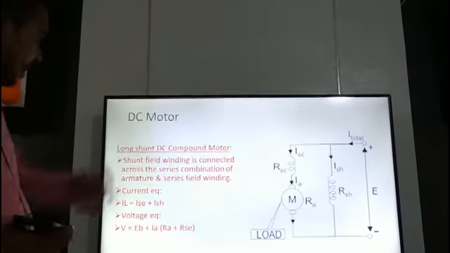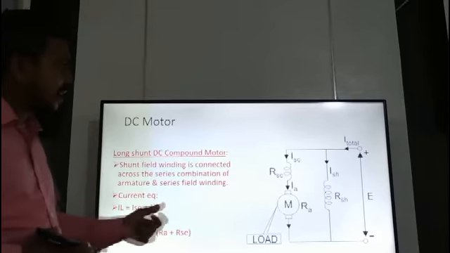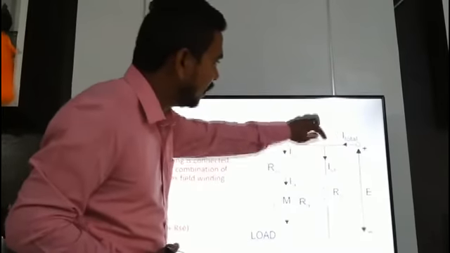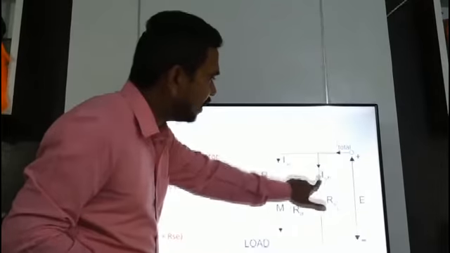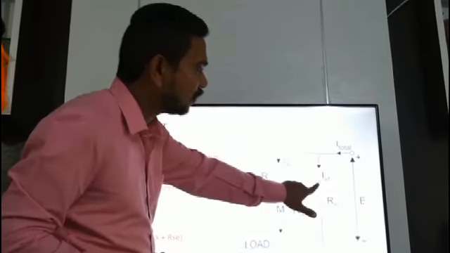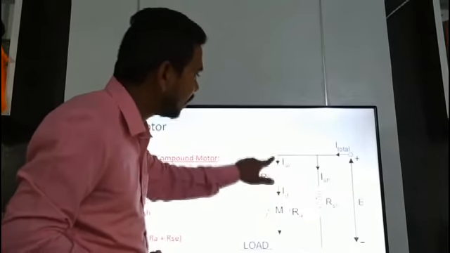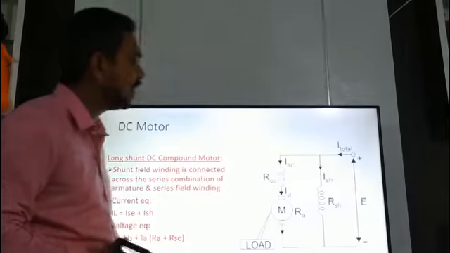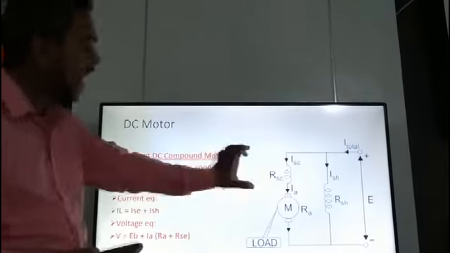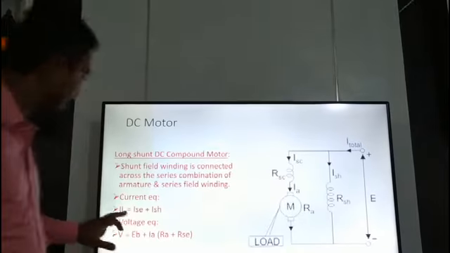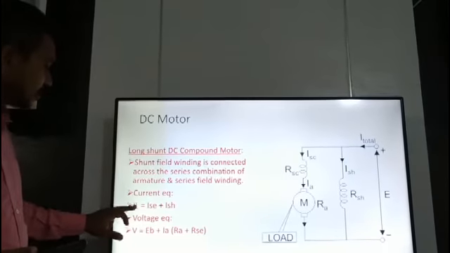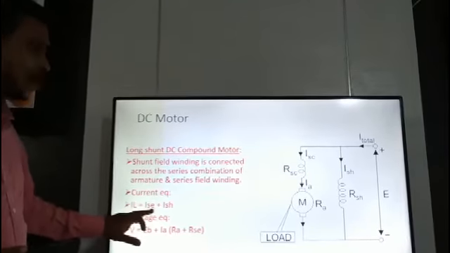In this motor the current equation is as follows. IL is the total load current. Now this IL current is divided into two parts. One current is flowing through the shunt field winding and the second current is flowing through the series field winding as well as the armature winding. So here ISC is equal to IA because both are connected in series. So we can write that the load current or the total current IL is equal to ISC.